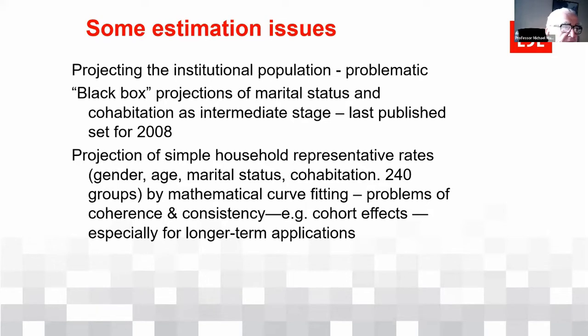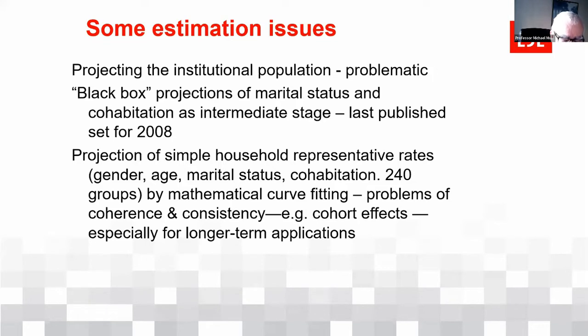The projection method is a black box. In that black box, there are projections made of things like marital status and cohabitation status, but they don't appear in the final projections. Strangely enough, the last published marital status projections for Britain were in 2008, nearly 15 years ago.